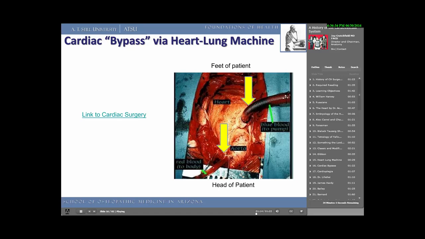To get an idea of what it looks like watching cardiac surgery, how we put somebody on a pump, stop this presentation and click on the link above.